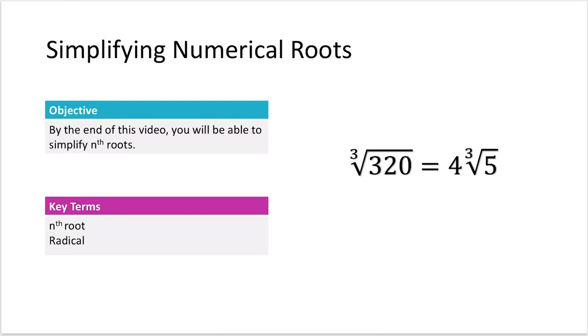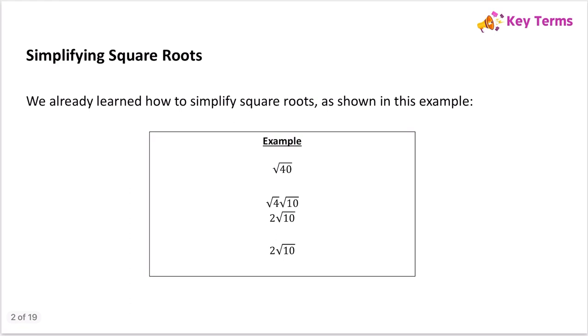Numerical roots. So remember, in the last unit, we talked about how to simplify square roots, such as the one shown in this example. We took the square root of 40 and we rewrote it as the square root of 4 times the square root of 10. Remember, then we can take the square root of 4, which is 2, and rewrite this as 2 times the square root of 10. The reason we're allowed to do this is because of the product property of square roots.